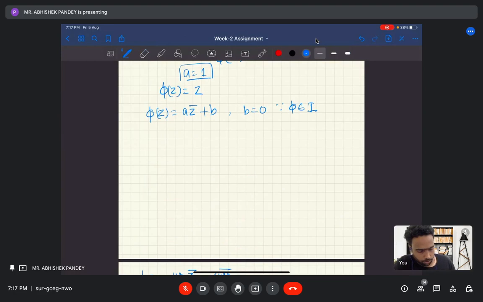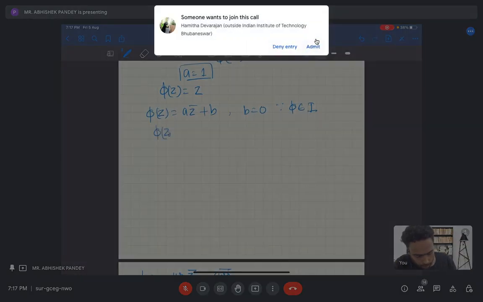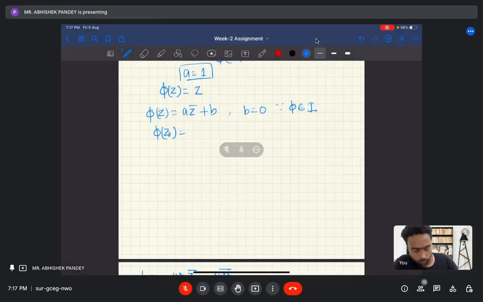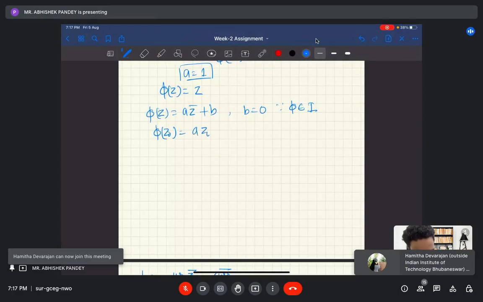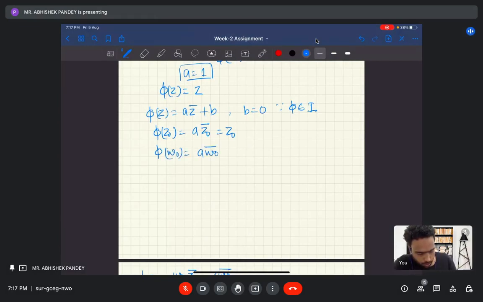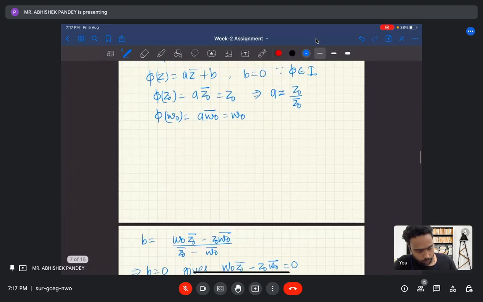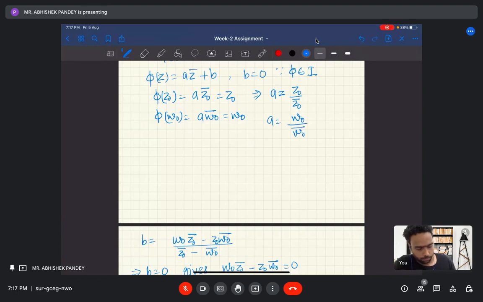Now let us look. So phi of z naught is equal to a z naught bar is equal to z naught, and phi of w naught is equal to a w naught bar is equal to w naught. So this will give a is equal to z naught upon z naught bar. And this will give a equals to w naught upon w naught bar.